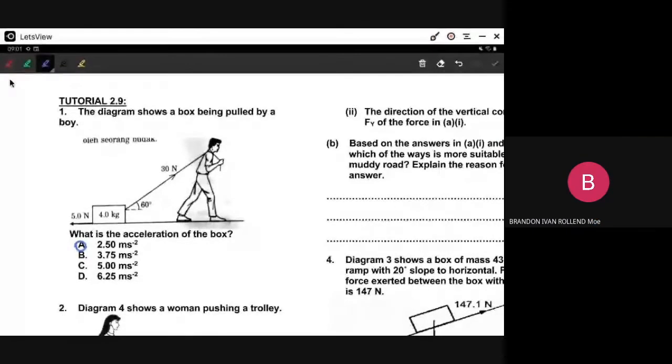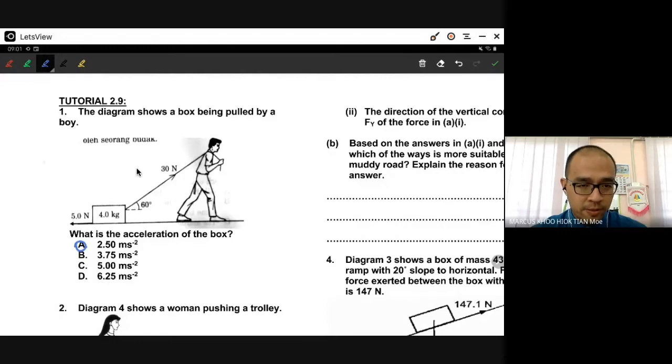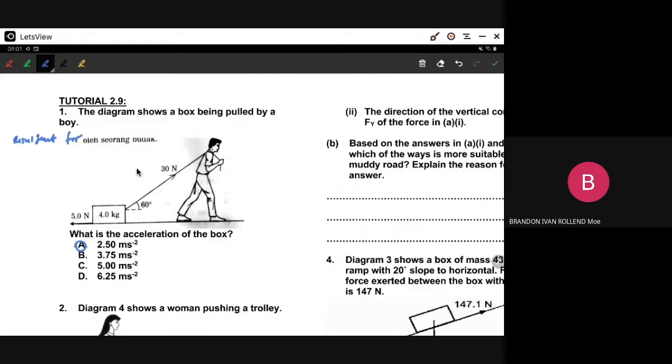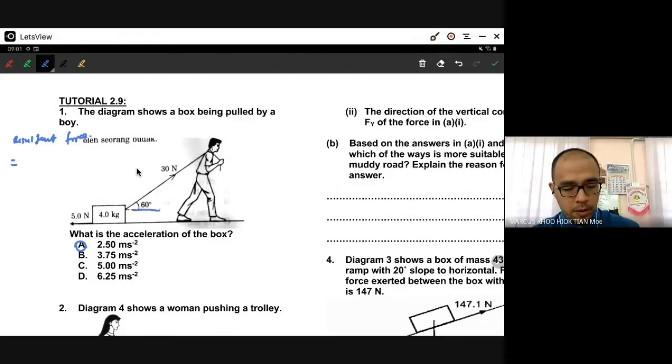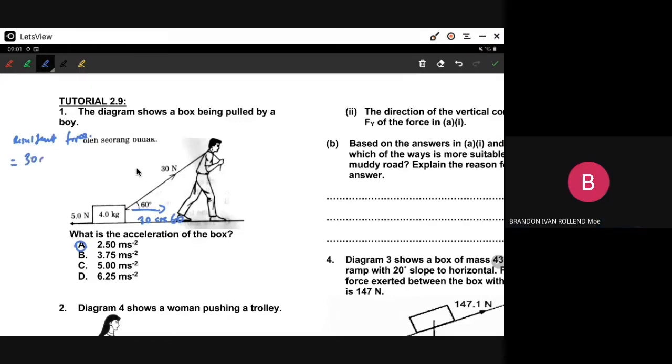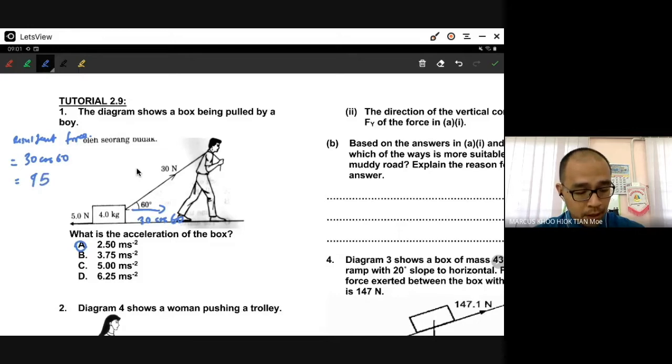The resultant force divided by the mass. Okay, how do I find the resultant force? First find the horizontal force, which is 30 cos 60. Then we get 15 newtons. Yes. And then?